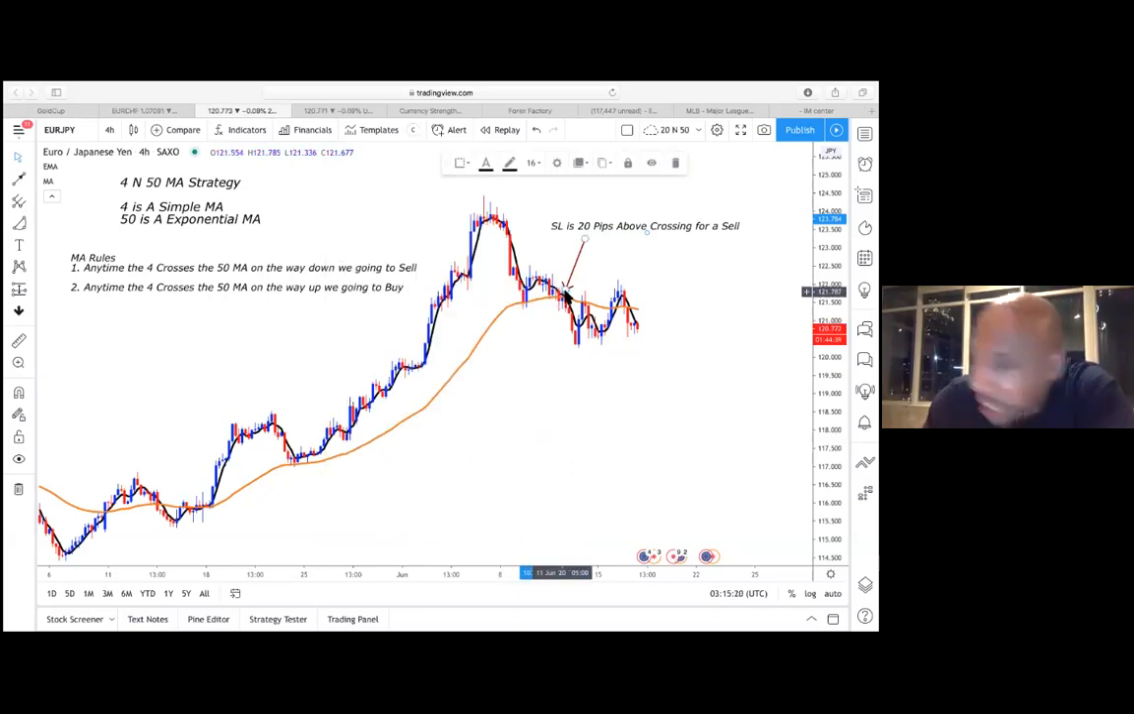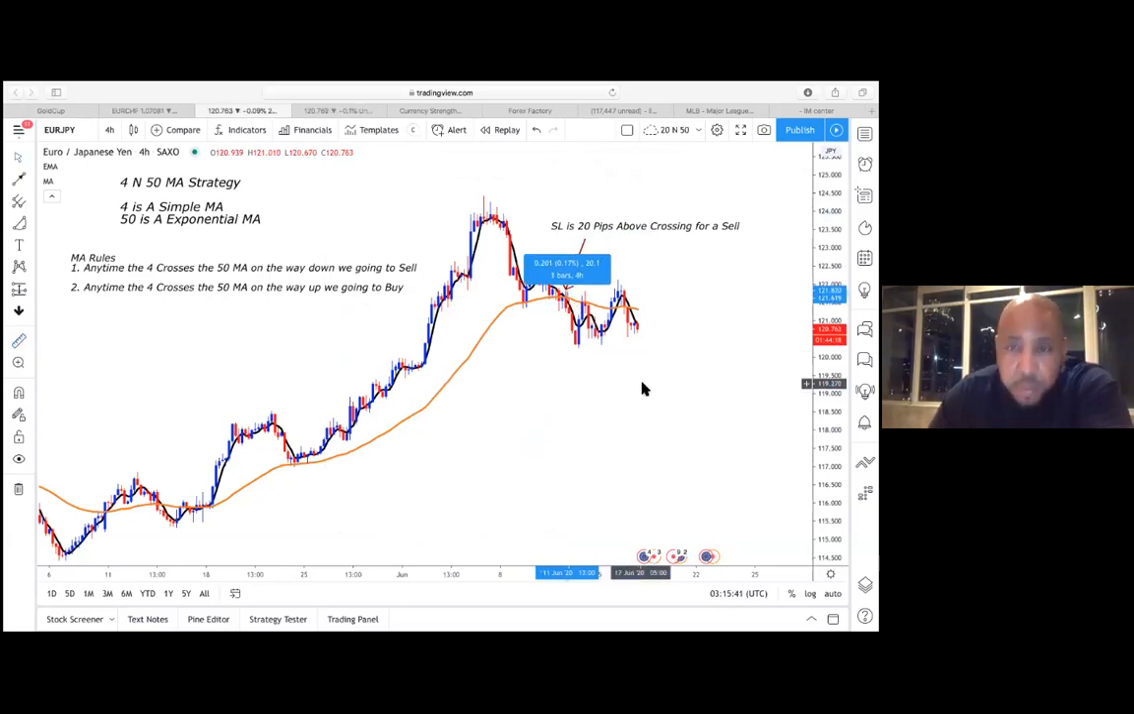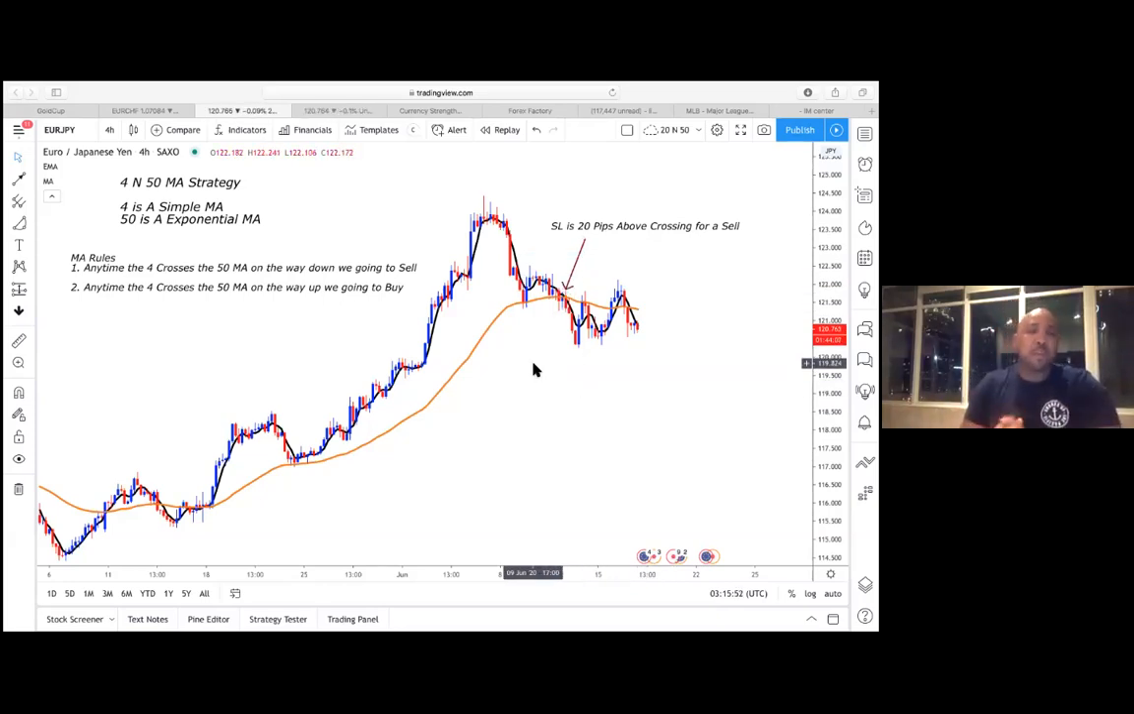Wherever these two lines meet, right? Let's say you would have gotten this trade for a sell. The 4 crossed the 50 on the way down, we would have hopped in for a sell. But we would have measured 20 pips from where they crossed right here up for our stop loss. You guys understand that? Some people use 20, I use 20. Others have been telling me they use 30, but I give you a minimum of 20 pips stop loss. From where they cross, you measure up 20 pips, that will be a stop loss for a sell.